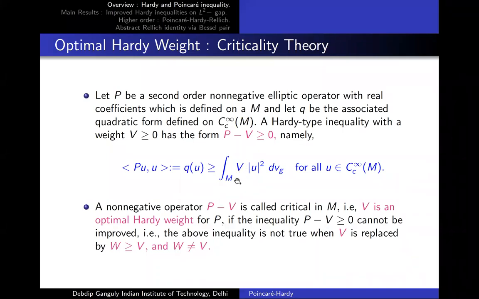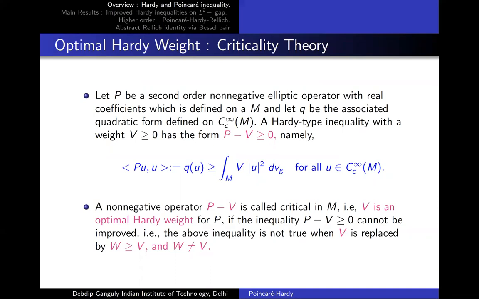So we call v an optimal Hardy weight if there does not exist any w which is greater than or equal to v and w is not equal to v. That should be the obvious definition, right? That v is called a critical Hardy weight or an optimal Hardy weight for any operator P. Now the next question is how to find this critical Hardy weight.